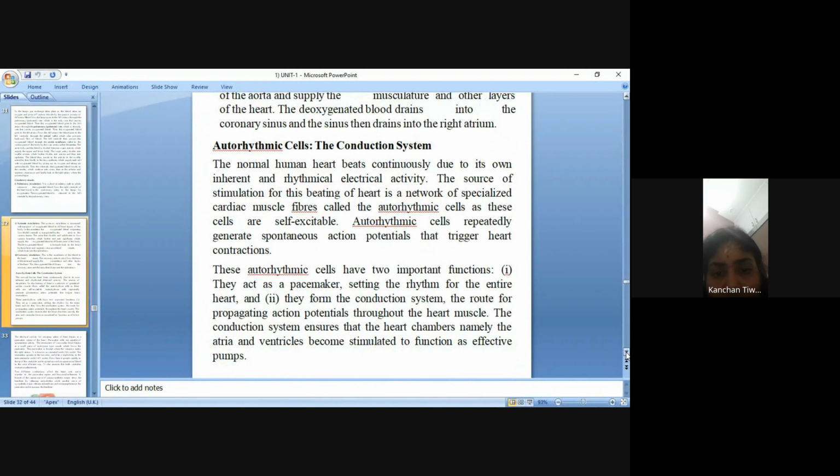Now we are talking about the conduction system. In the normal heart, this is how the blood is moving, right? So now there is a conduction system. The normal human heart beats continuously due to its own built-in, inherent rhythmic electrical activity.